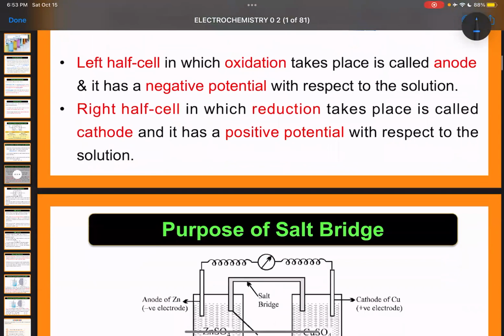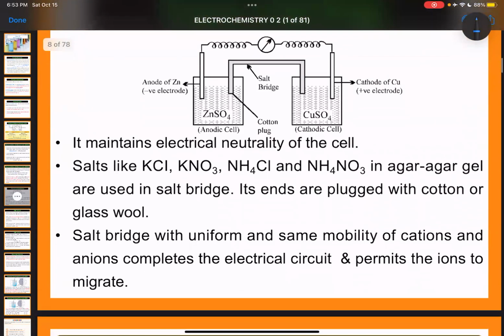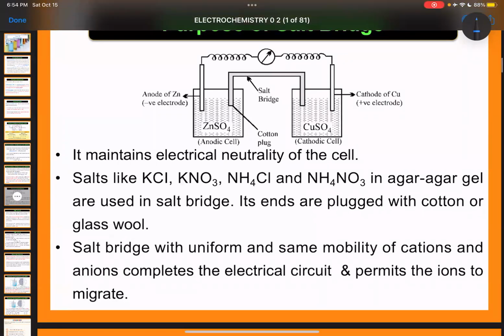Regarding the salt bridge purpose, there are some questions related to it. What is the use of the salt bridge? It maintains the overall electrical neutrality of the cell. It completes the circuit of the cell, and it prevents the accumulation of charges in the different cells, which may lead to stoppage of current. So this is the thing which you should know, right?